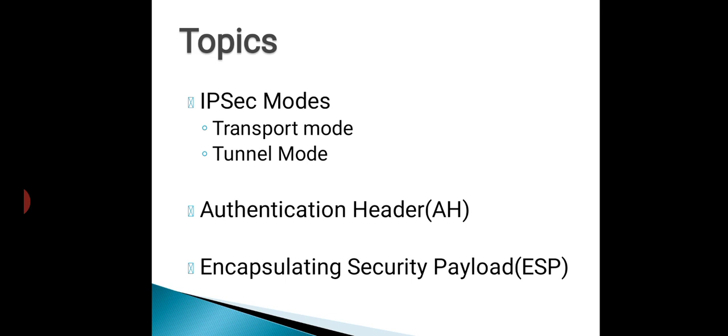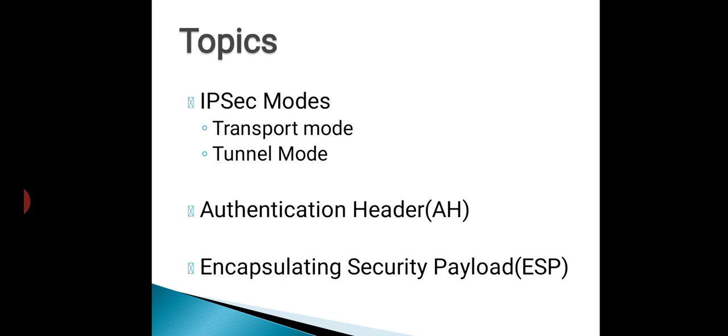In transport mode, ESP encrypts the IP payload excluding the IP header. Authentication of the IP payload is optional. Authentication header authenticates the IP payload and specific portions of the IP header. Okay, got it? That is transport mode.